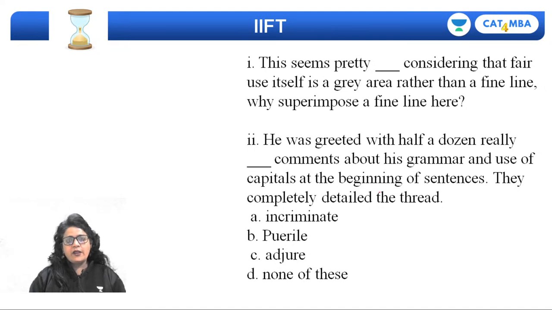Alright, so Abhishek says it's puerile. Shudhij, are you asking the meaning of incriminate? Incriminate is nothing but accuse. So incriminating charges. The circumstantial evidence is incriminating the husband behind the murder. That means the circumstantial evidence is suggesting the husband may be involved in the murder. Incriminating, that is accuse, accusatory.